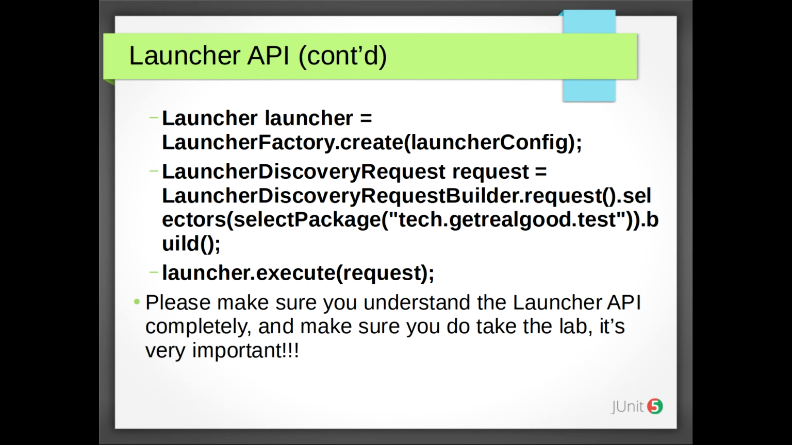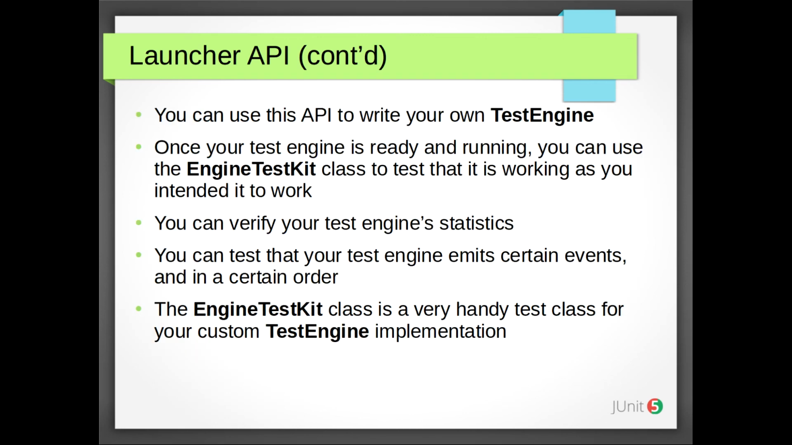Please make sure you understand the Launcher API completely, and make sure you do take the lab. It's very important. You can use this API to write your own test engine. And of course, the best way to do so is to write the hierarchical test engine implementation. Once your test engine is ready and running, you can use the engine test kit class to test that it is working as you intended it to work. Now I'm going to give you 10 seconds to write out engine test kit.